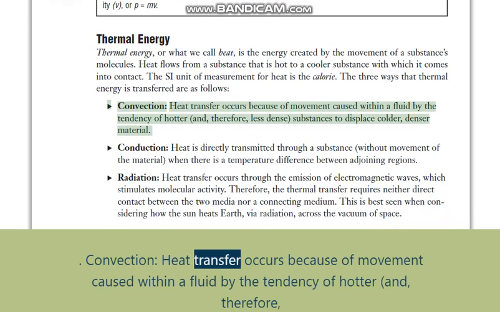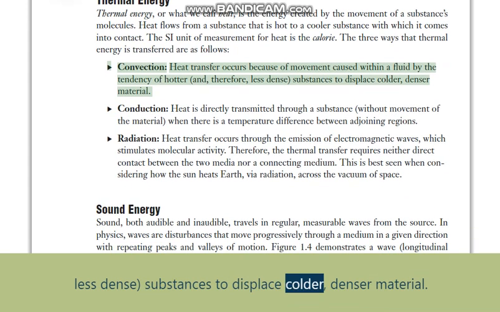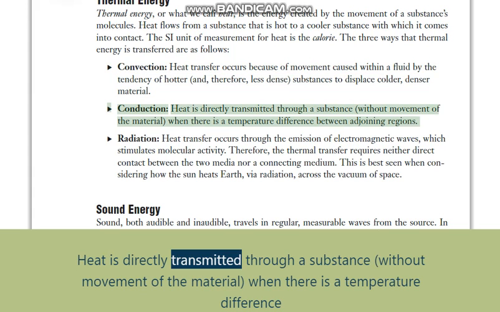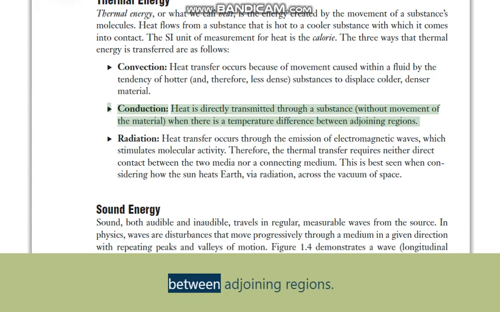Convection: heat transfer occurs because of movement caused within a fluid by the tendency of hotter, and therefore less dense, substances to displace colder, denser material. Conduction: heat is directly transmitted through a substance, without movement of the material, when there is a temperature difference between adjoining regions.